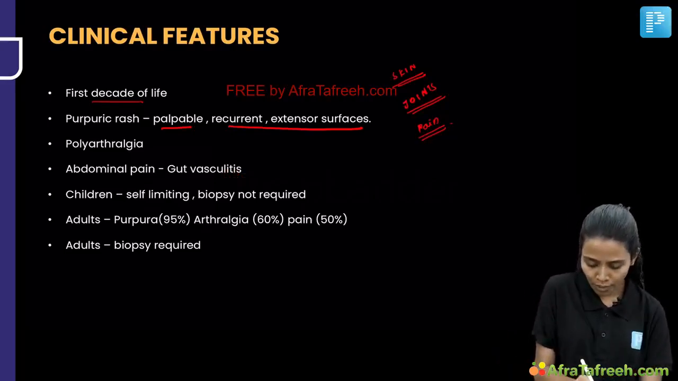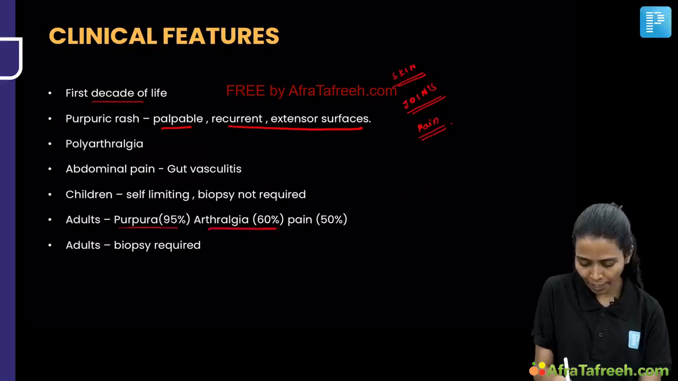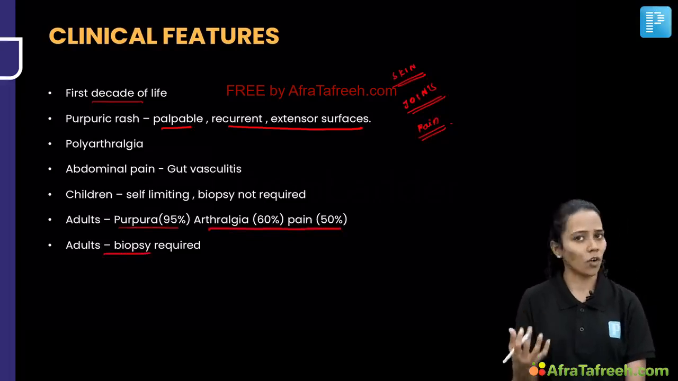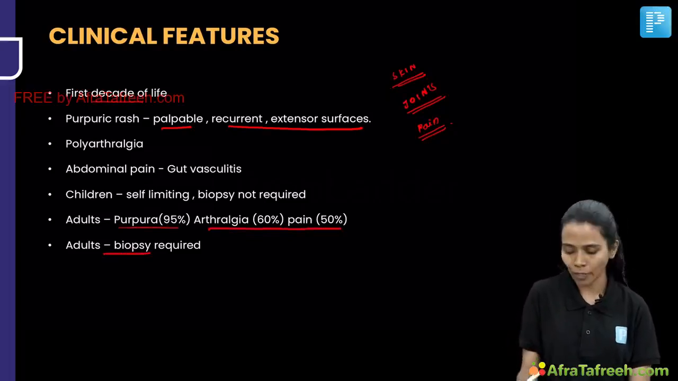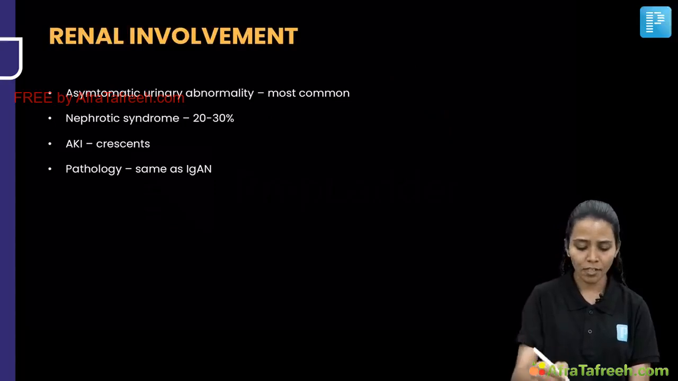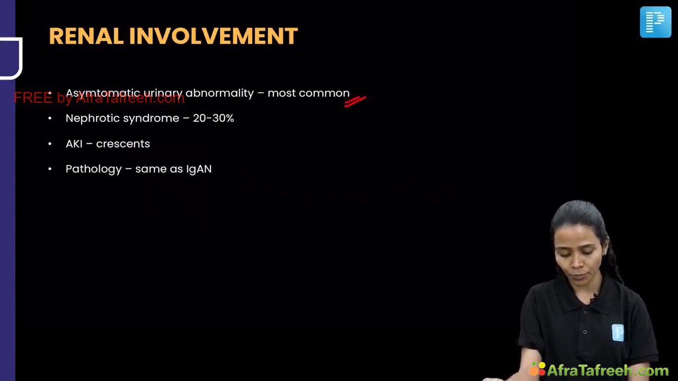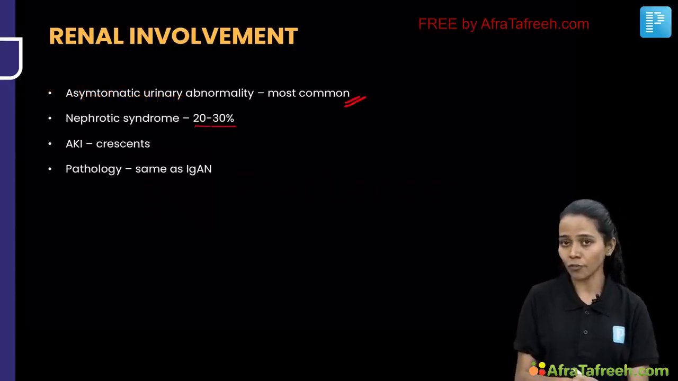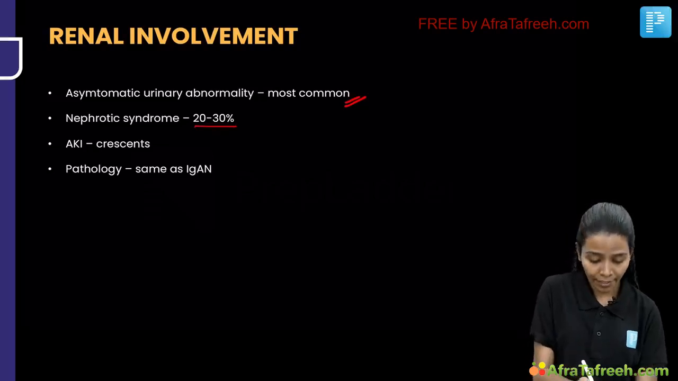In adults, mostly they will have purpura, arthralgia and pain. Purpura is most common. In adults, it generally complicates. It's not transient. It's not self-limiting. So biopsy will be required. Renal involvement, most common, especially in children, is asymptomatic urinary abnormality. Nephrotic syndrome can be seen in 20 to 30% of patients. Some patients can have crescents also.